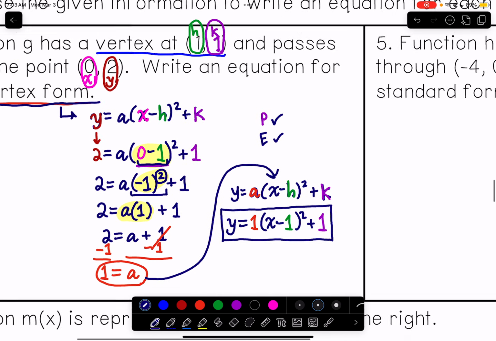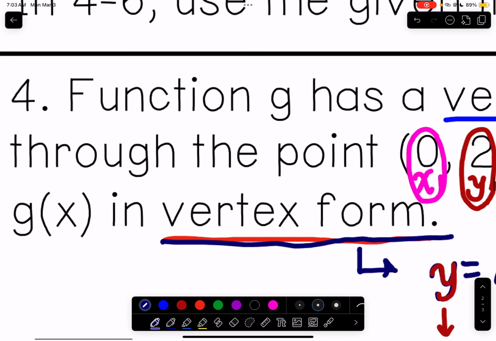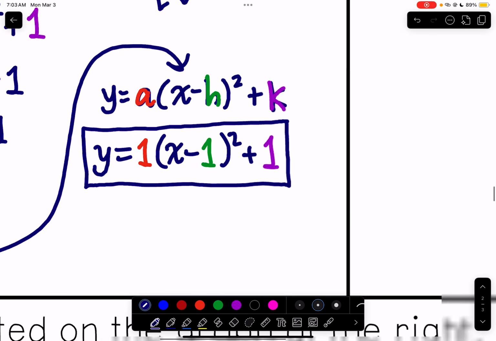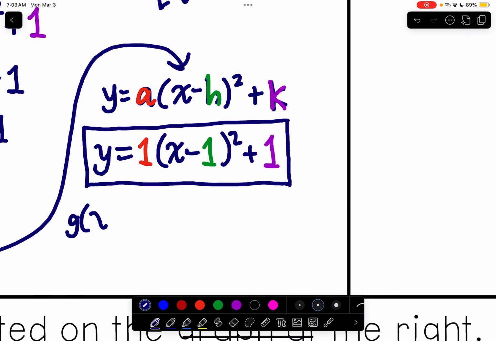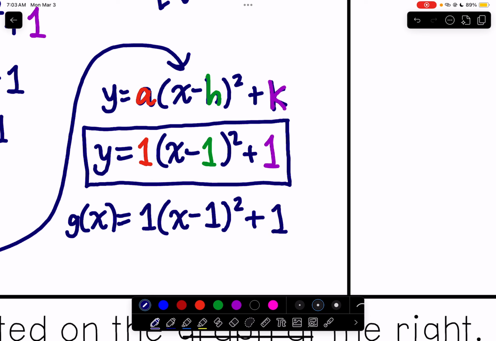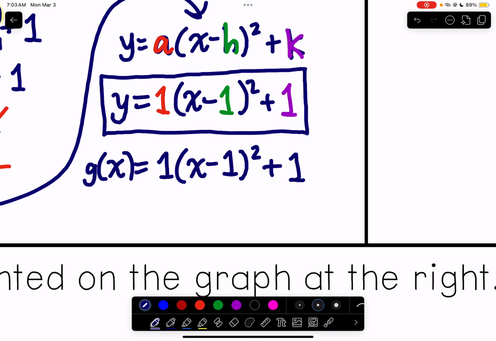And if I'm being nitpicky, technically it told me that it was a function called g, so I could also have written that as g of x equals 1 times x minus 1 squared plus 1. And if you're asking yourself, do I need to put that 1 right there? No, we do not. So it could just be that instead.